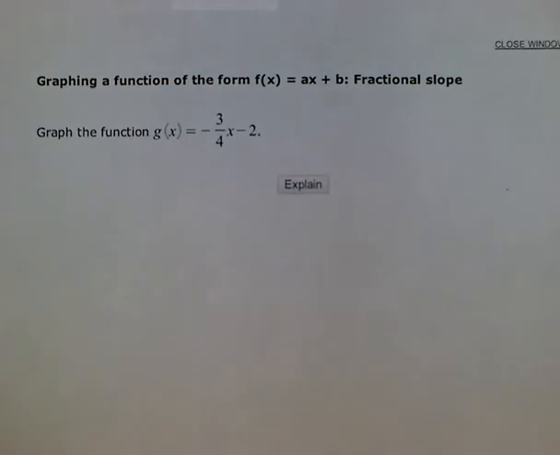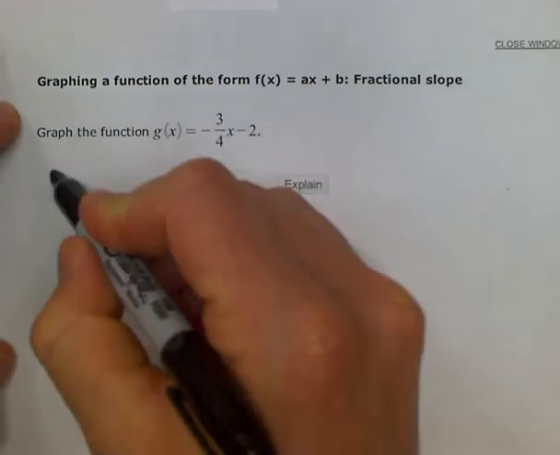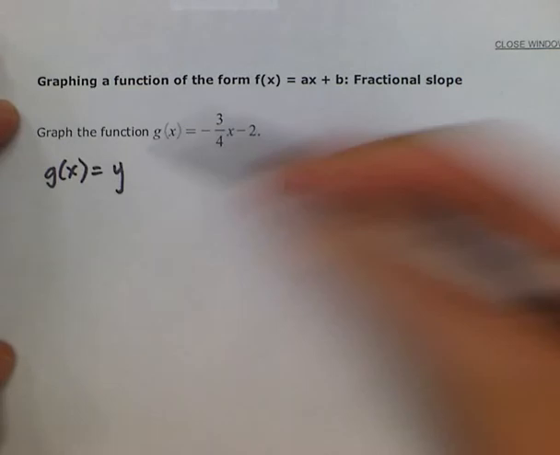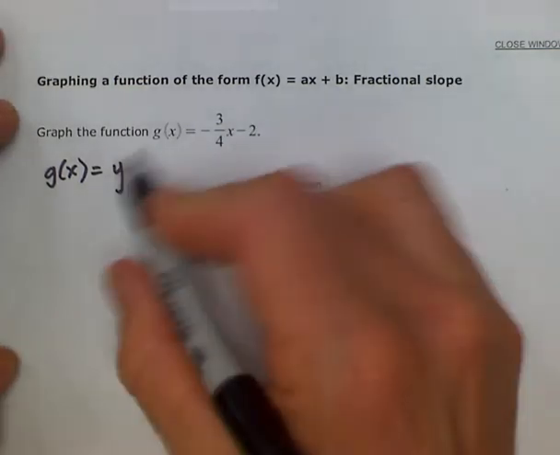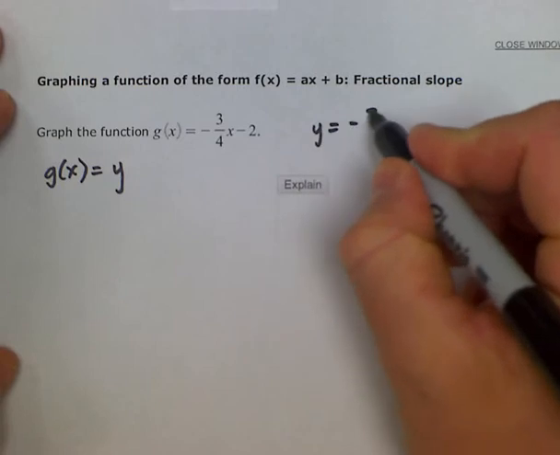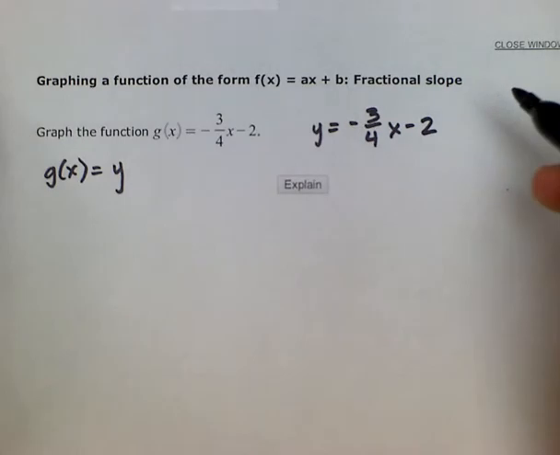Graph the function g of x is equal to negative 3/4 x minus 2. And we'll have to remember that g of x, this is function notation. G of x is the same thing as y. Okay, so we could rewrite this, if this were not in function notation, as y equals negative 3/4 x minus 2, which should look familiar to you.